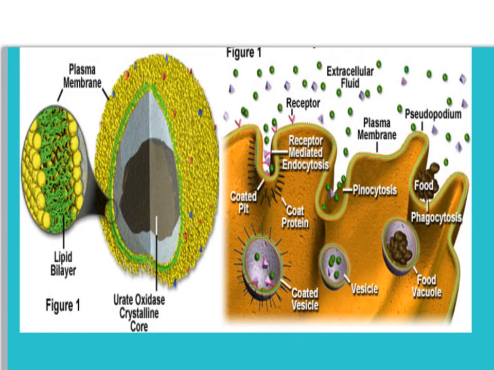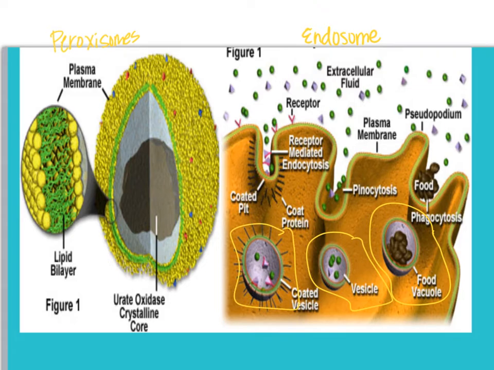So here on the left, you would have your peroxisomes, and then here on the right, you're going to have an endosome. Sorry, my iPad fell. See this incoming food vacuole, and then it becomes the vesicle, and that endosome is going to help sort out what is needed.